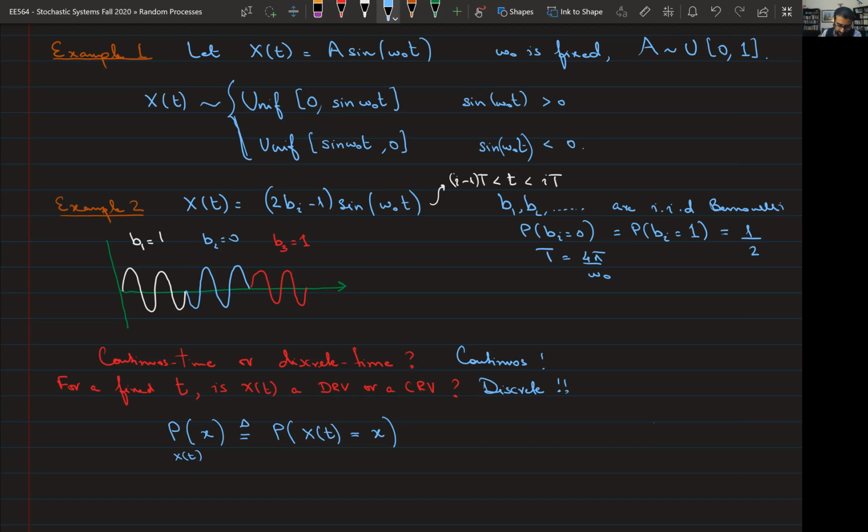Excellent. And one of the ways I can think about this is if I fix, for example, any point in time on the x-axis here. So if this is time here, if I fix any point here, let's say this is some point here.